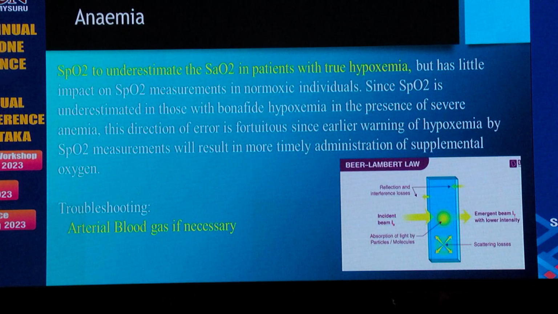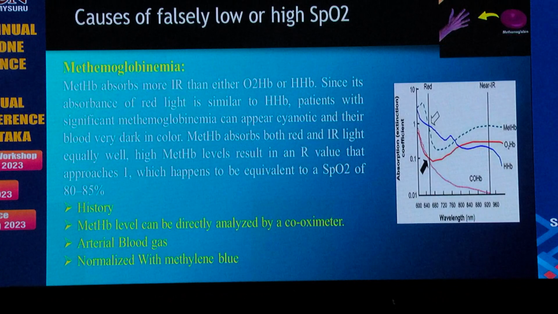But it is better. If you underestimate, you will be giving oxygen earlier than you are supposed to. In anemia, if your oxygen content is already low and the reading is underestimated, you give oxygen earlier, so it is beneficial. You need not worry about that. If you really want to know the oxygen content, do an ABG. Otherwise, it usually underestimates, which is better for monitoring. You will give oxygen earlier, and the oxygen content will increase.